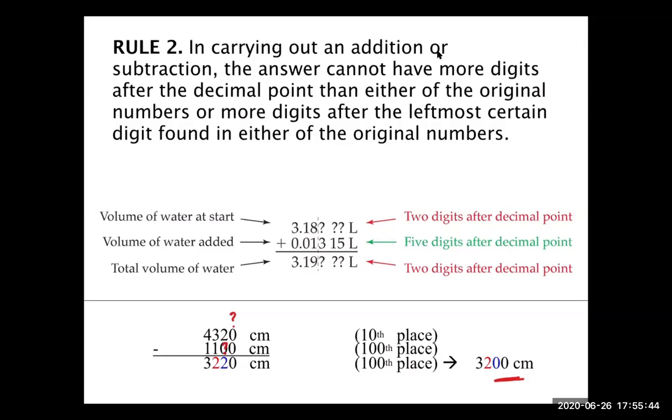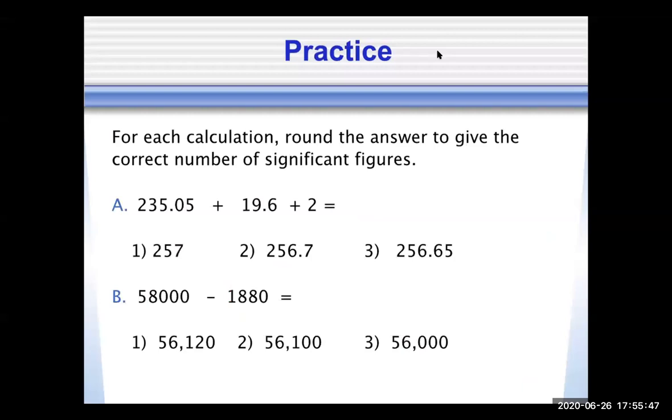So let's try this out. Okay, so for each calculation, round the answer to give the correct number of significant figures. So we're adding 3 numbers together. Now we're not looking at how many significant figures each number has. What we're looking at are the places to the right of this decimal. So we see this one has 2 places, this one has 1, this one has none. And so I can only report an answer that matches the least precise of those numbers, and that would be this one. Okay, just stopping at the ones place.